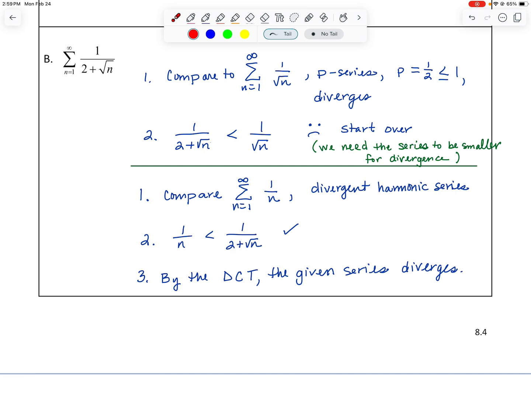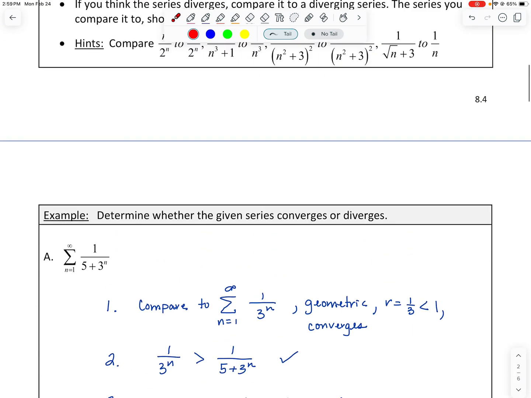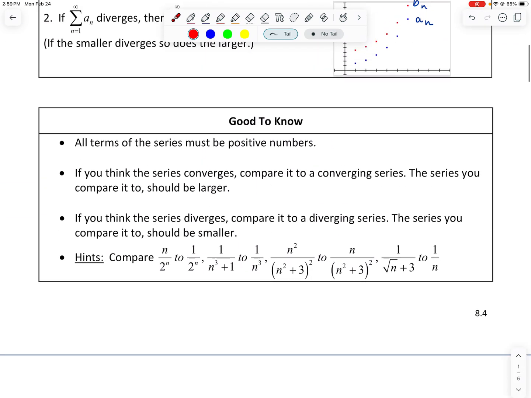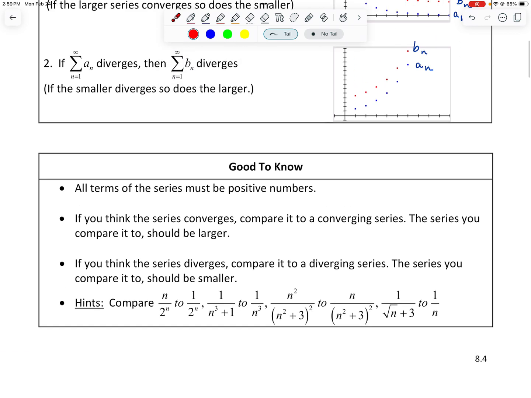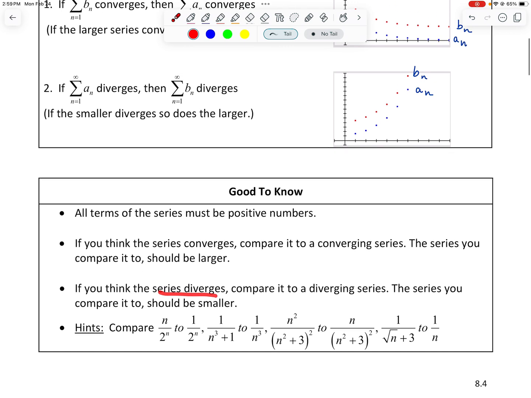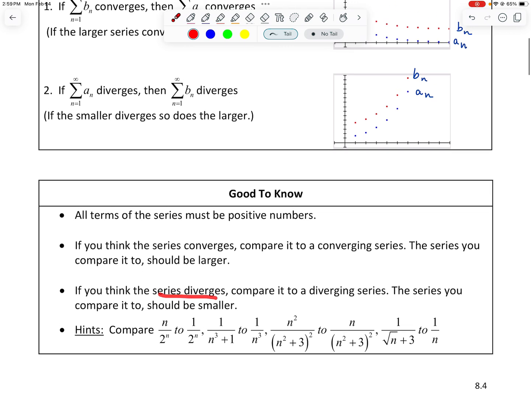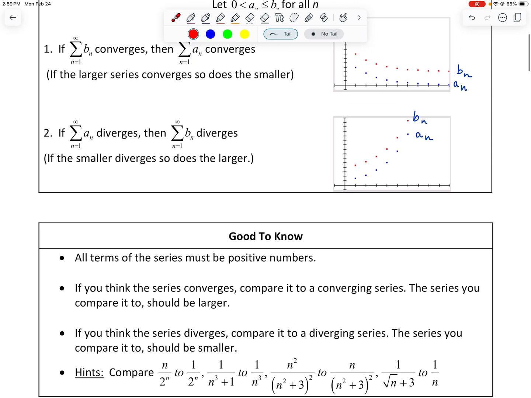So again, think about those good to knows. If you think a series diverges, compare it to a diverging series, and you want to show that your diverging series is actually smaller than the one you were given. If you think it converges, find a converging series to compare it to, and that series should be larger because then it would force the terms to get smaller and smaller. When you add them up, it'll converge to some value.